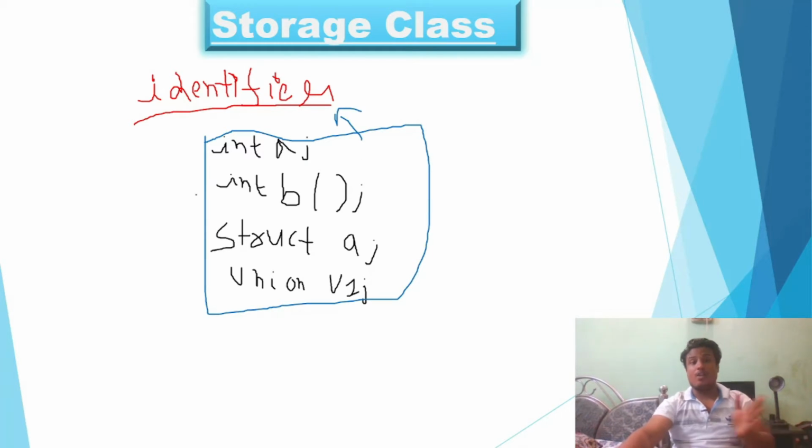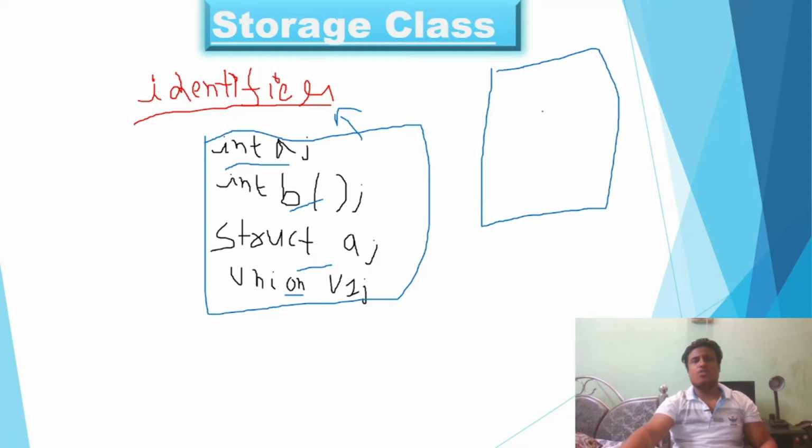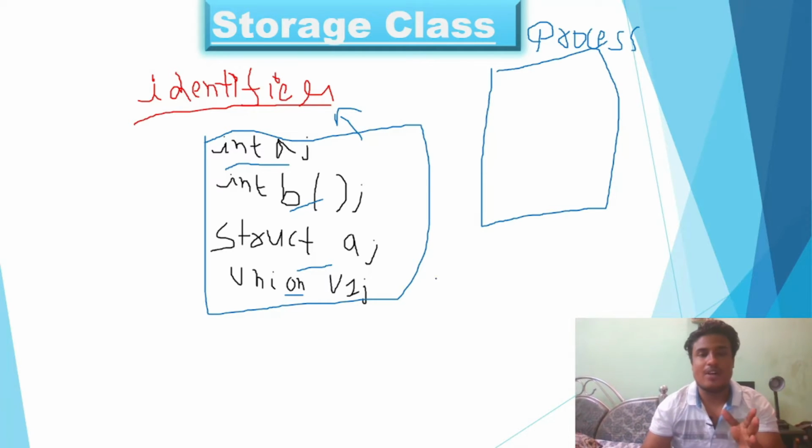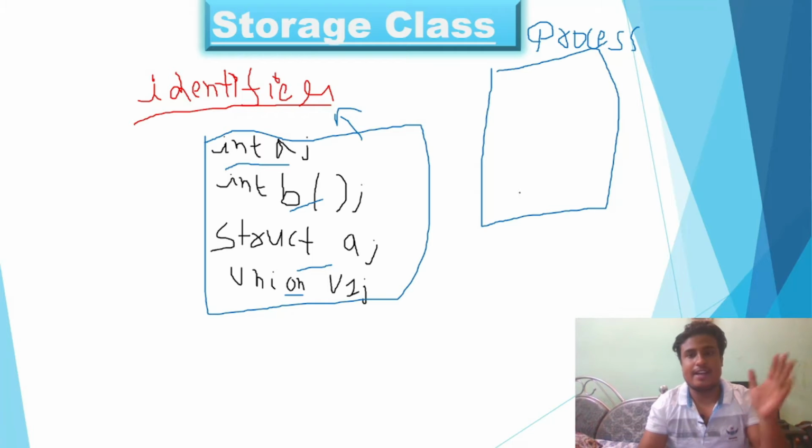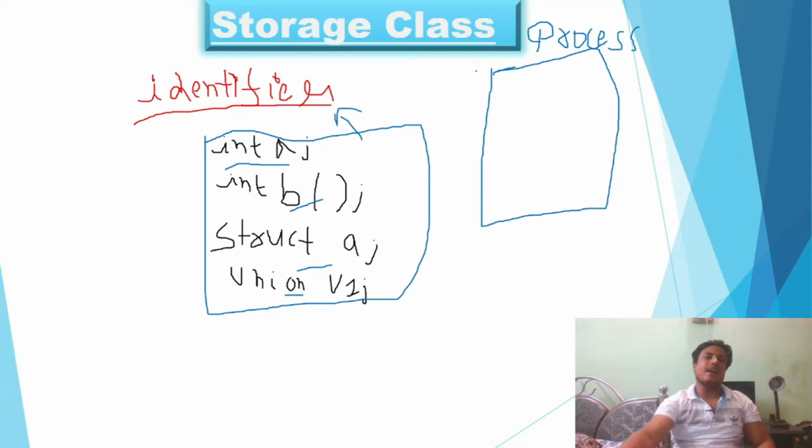You might be wondering, whenever I declare these variables, functions, structures or unions, where are they going to be stored? Suppose this is our code, and this is our process. As I briefly told you, when our .c file is compiled and the object file is created, something like this is created in our system.